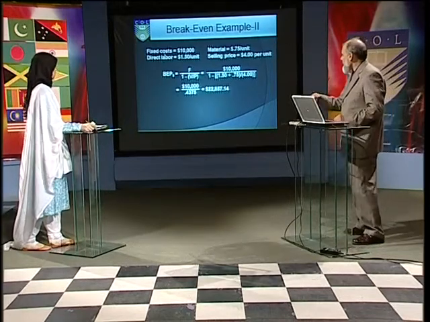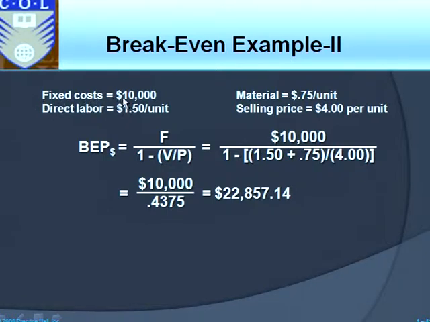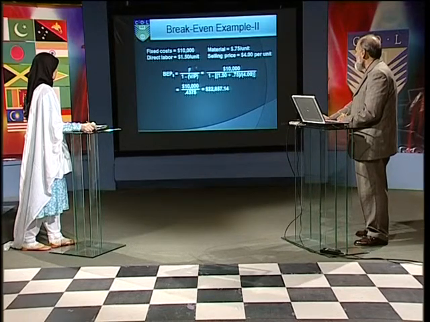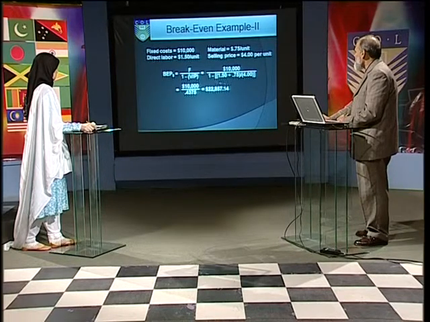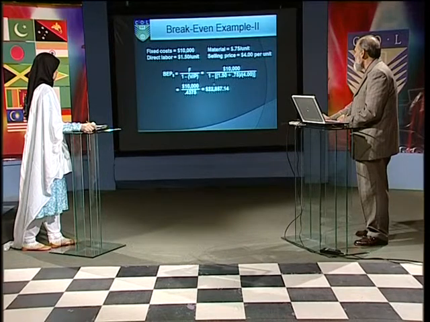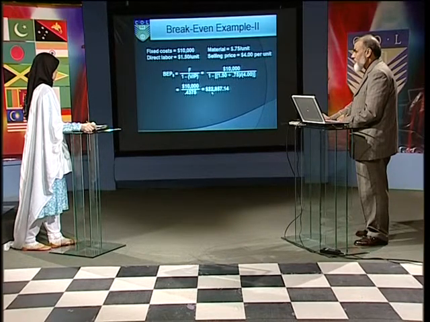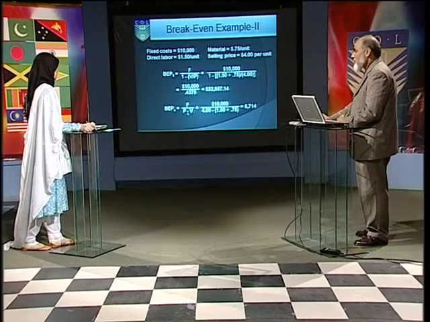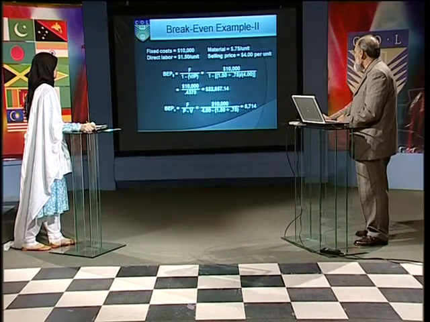I'll explain it with the help of a practical example. If your fixed costs are $10,000, material cost is $0.75 per unit, direct labor is $1.50 per unit, and selling price is $4 per unit, your break-even point in terms of dollars, using the mathematical equation we came up with, by plugging in the values, comes to 22,857.14. That is, when your sales volume reaches this point in dollars, that is your break-even point. Now, break-even point in terms of X, we put the values in the other equation and we get 5,714 units. This is the break-even point in terms of dollars. This is break-even point in terms of units.